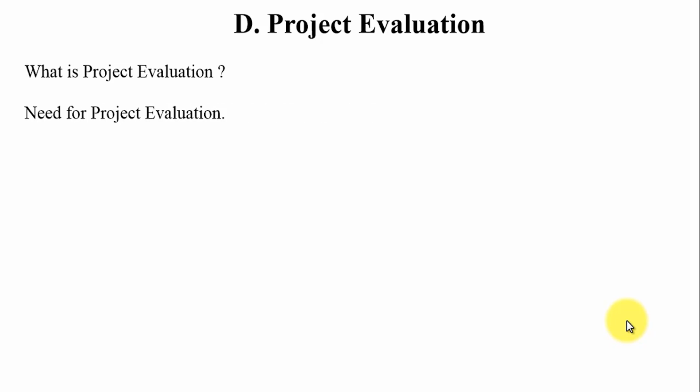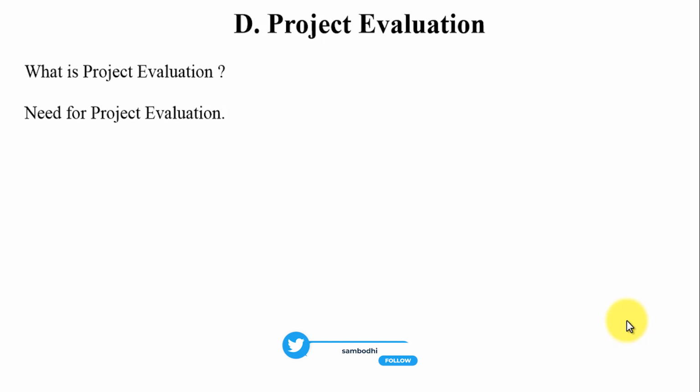We understood that project evaluation means a rigorous examination of the project in terms of financial and non-financial metrics, and so on. But the next important point is what is the need for project evaluation? Here we have two perspectives. One is from the organization's perspective, and the other is from the project manager's perspective.